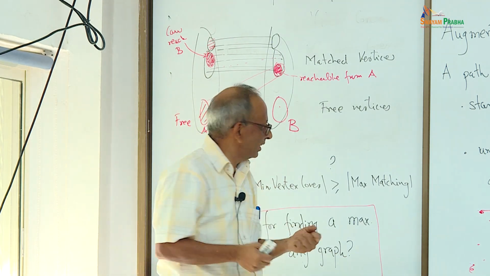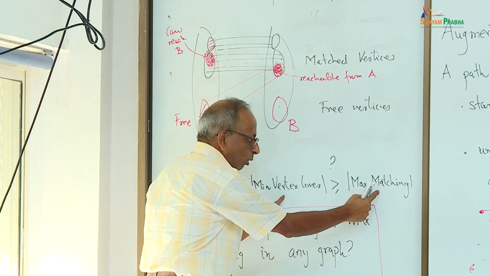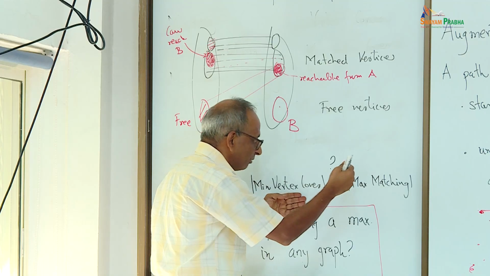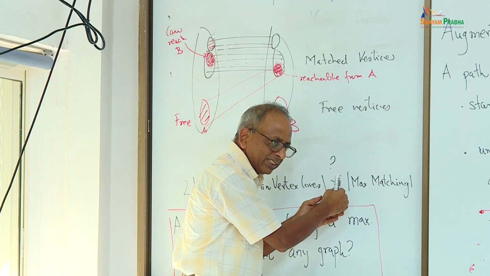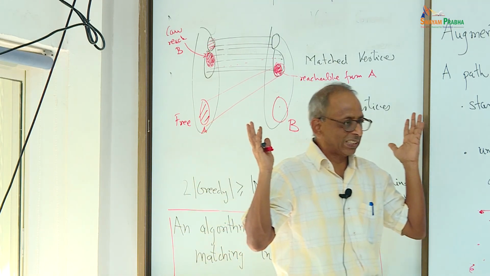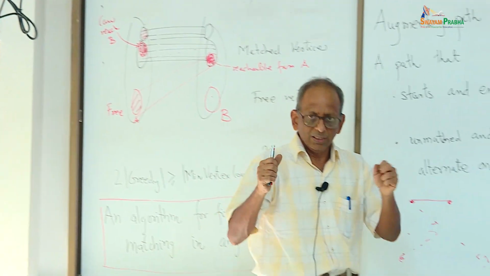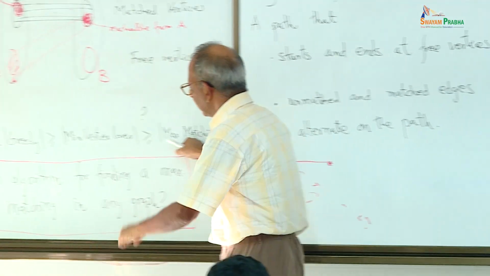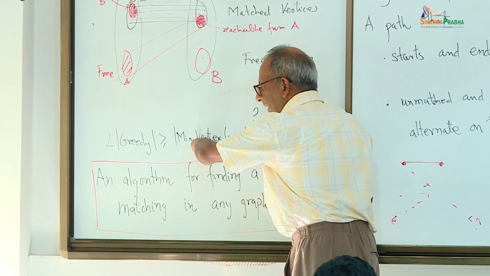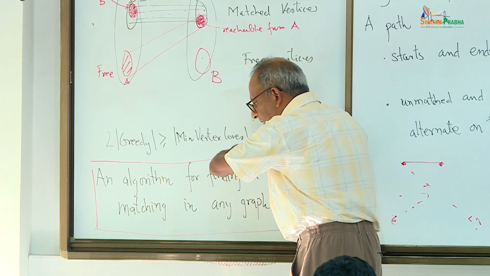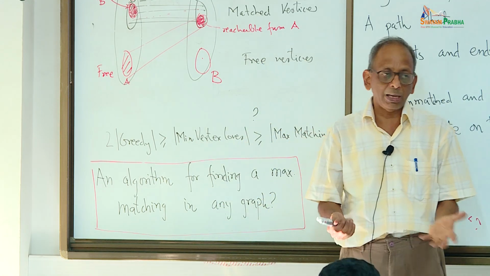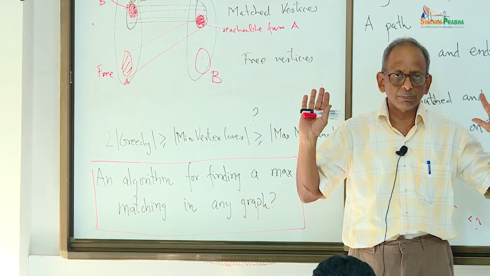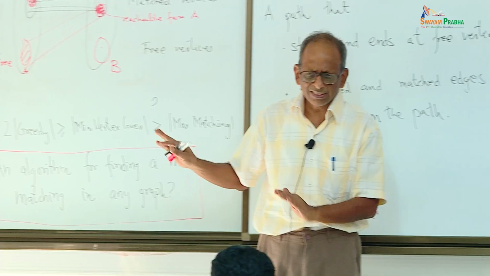Whenever you have a vertex cover, a vertex cover is always bigger than or equal to a maximum matching. Every matching is less than or equal to the size of a vertex cover. If you can find a vertex cover of the same size as a matching, then your matching is certified to be an optimum matching. So that is the principle.